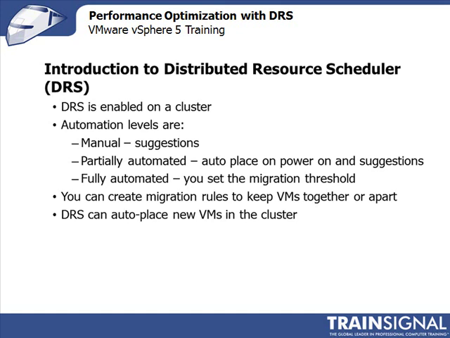And then there's fully automated, which is going to completely automate the distribution of these resources to the virtual machines, and you can actually set what's called a migration threshold. Basically this is just the tolerance for DRS to determine how aggressively it should be about migrating virtual machines from one host to another. You can create custom migration rules to keep virtual machines together or apart, and DRS can automatically place new virtual machines in the cluster. That's part of the DRS cluster once it's enabled.